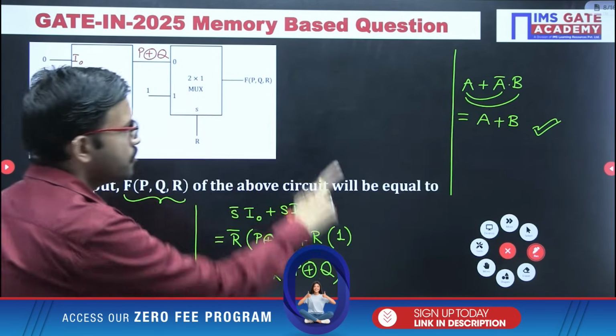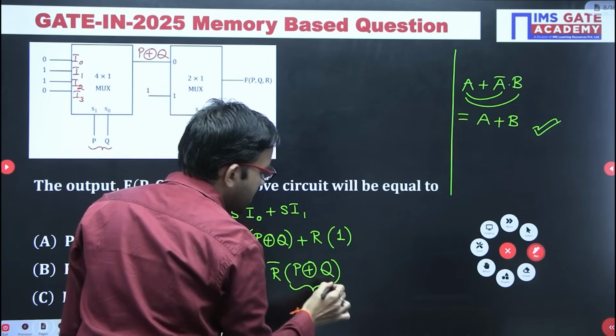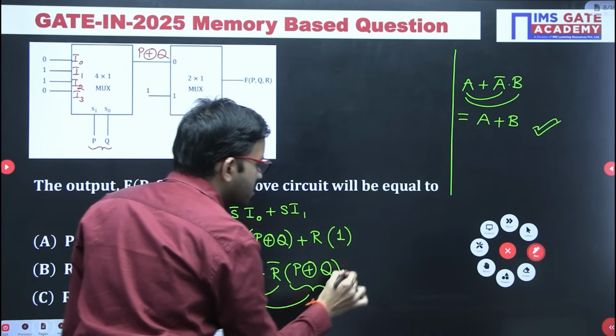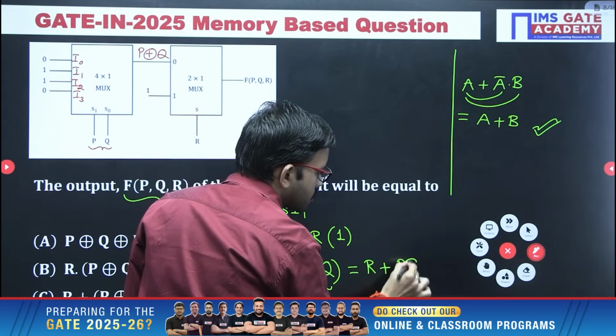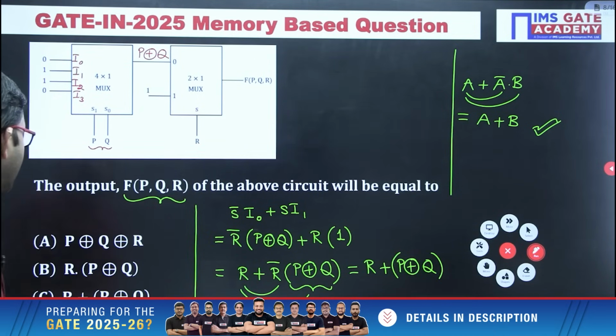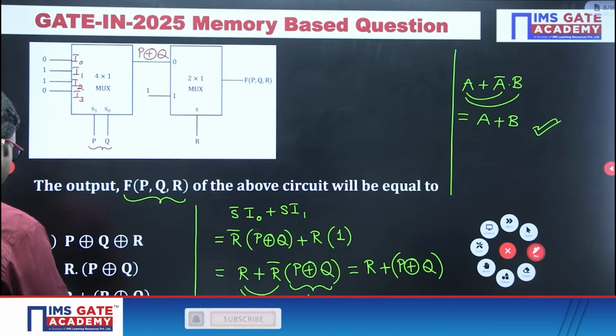Now if you know this, whatever P XOR Q you have, you can treat as one variable. Now R plus R bar is 1, so you get R plus P XOR Q. Now you can choose the correct option, R plus P XOR Q. Yes, that is in option C.